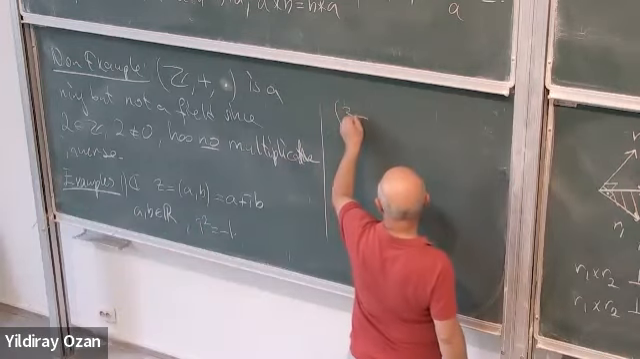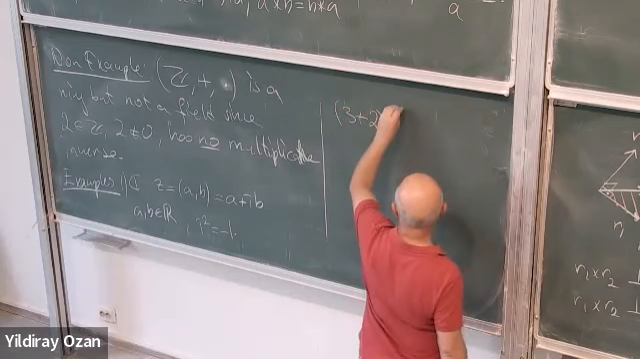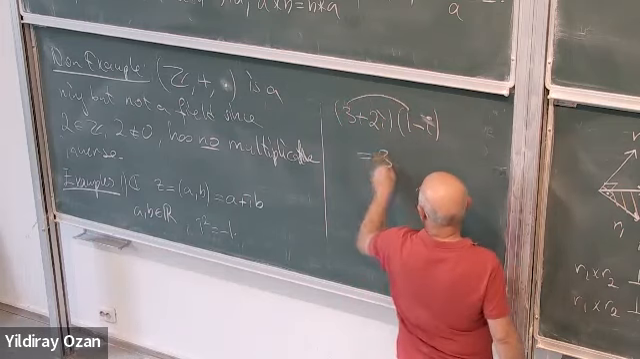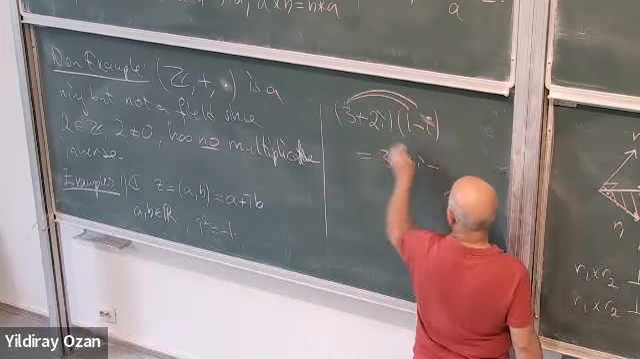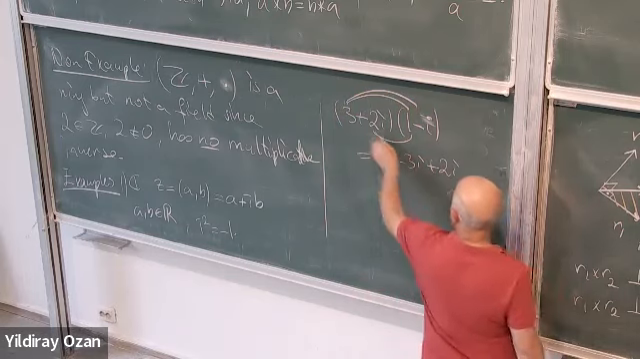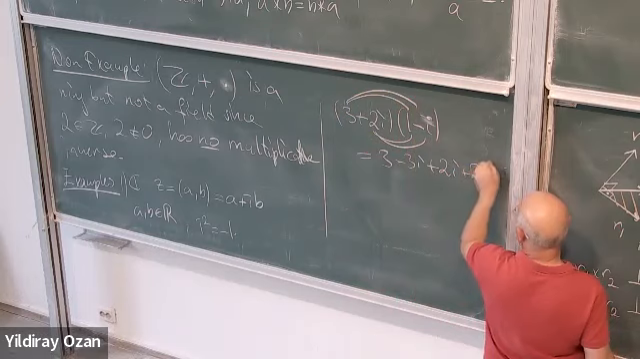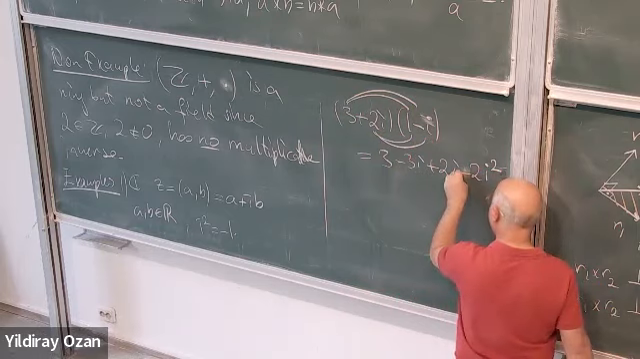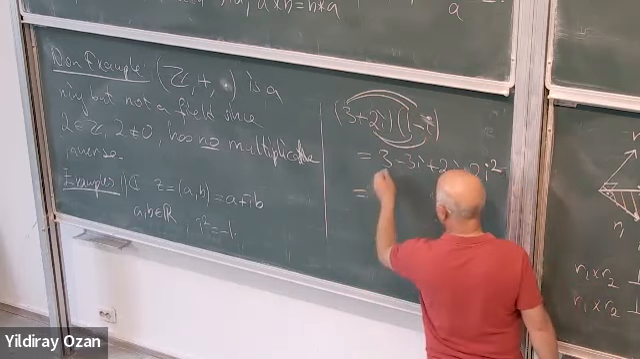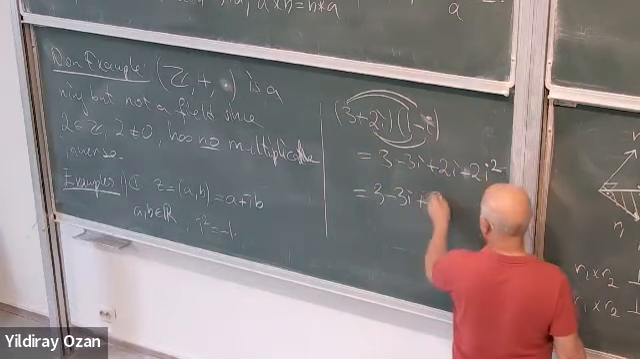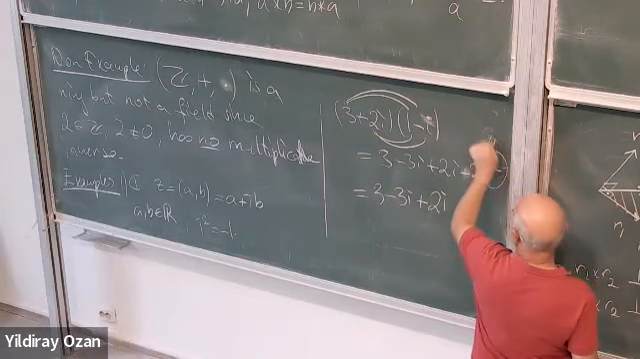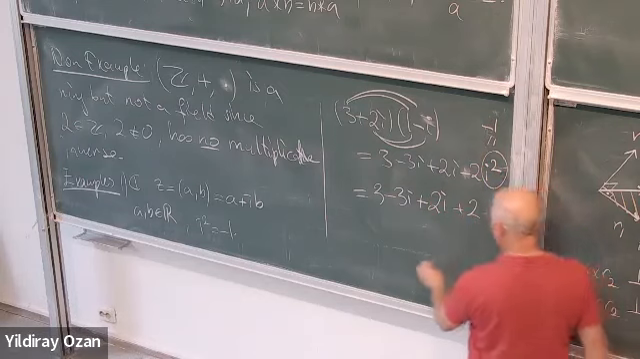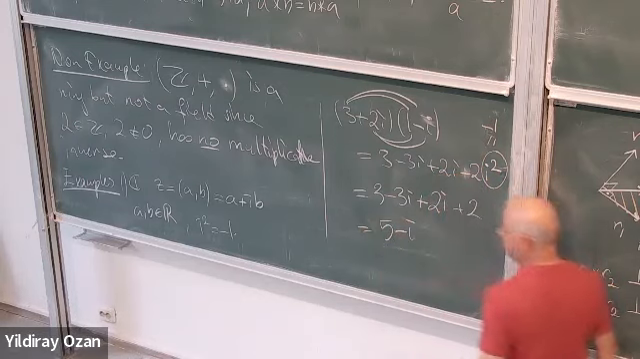For example, 3 plus 2i times 1 minus i. What is the product of this? Well, 3, and then minus 3i, plus 2i, and then minus 2i squared, right? Because I have i here, another i here. There is a minus sign here. So what is this? 3 minus 3i plus 2i. i squared is -1, so -2 times -1 is just +2. So this is just 5 minus i.